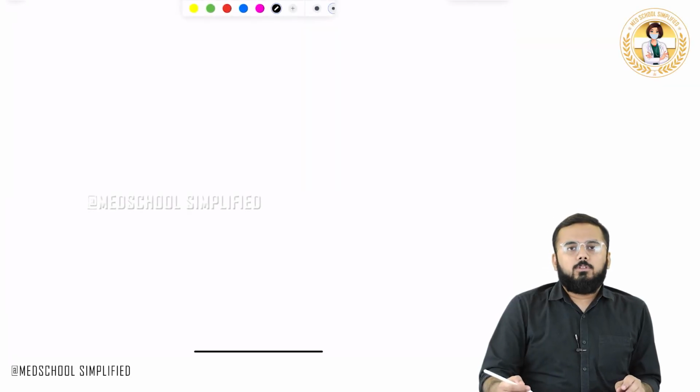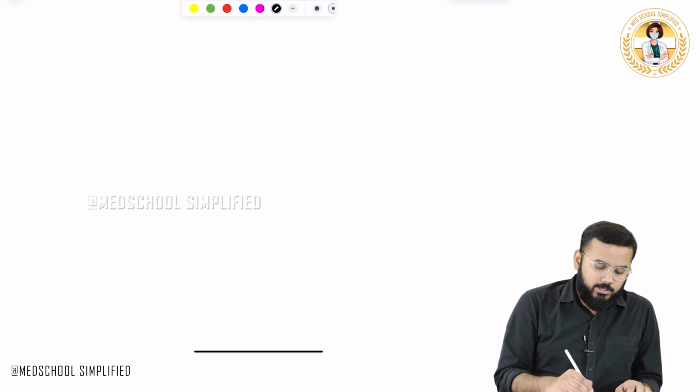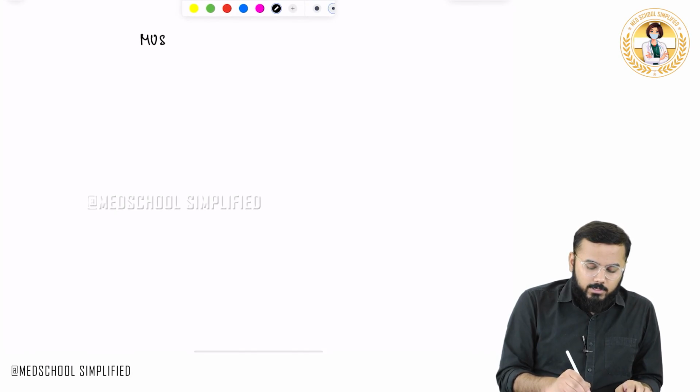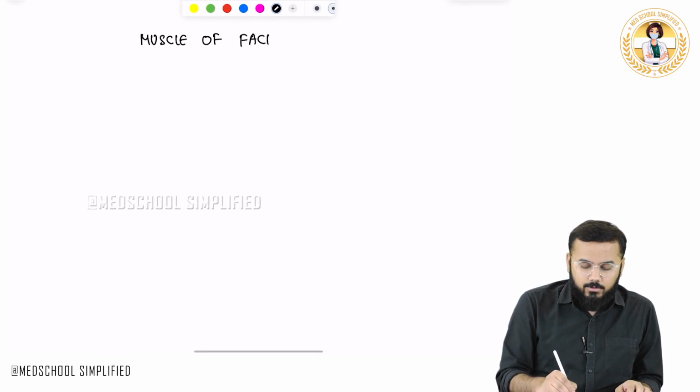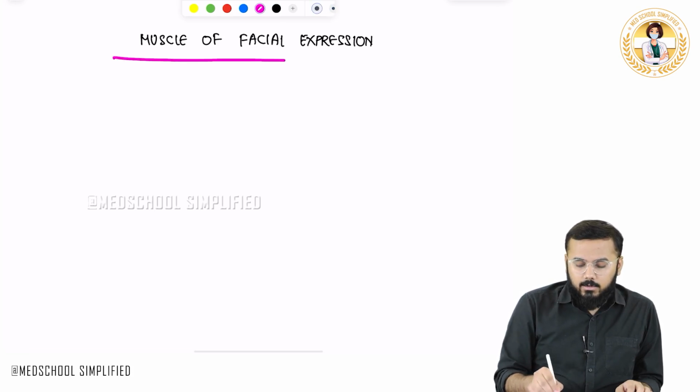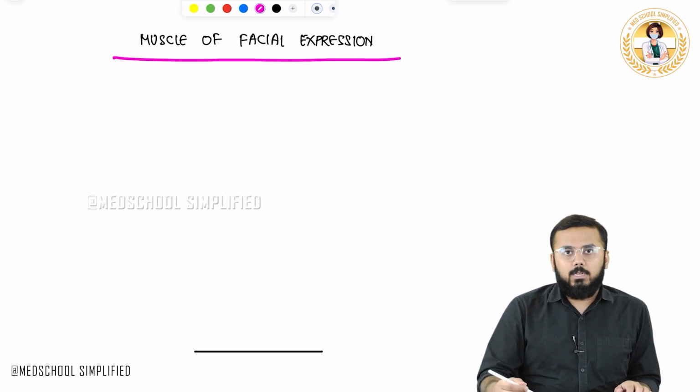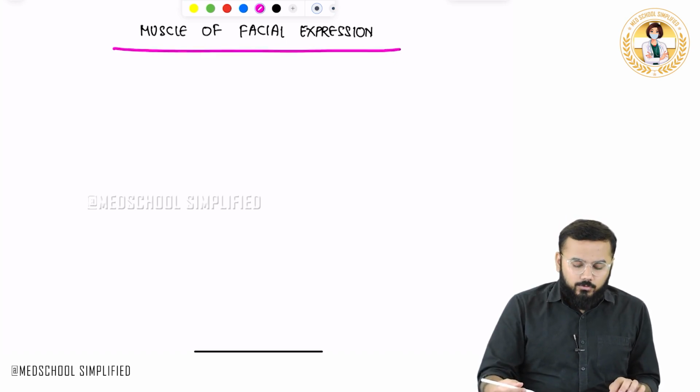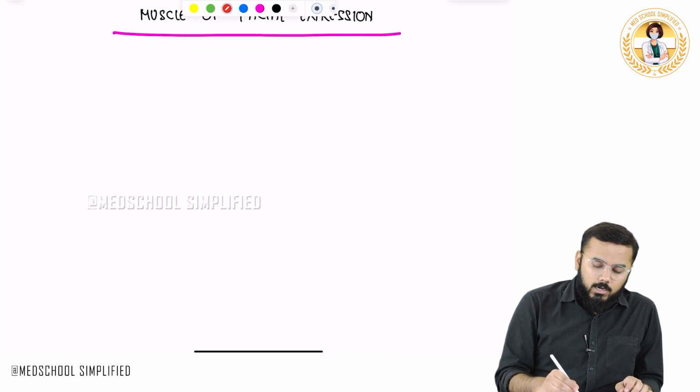Hello guys, so today we shall be discussing the muscles of facial expression. Our topic of discussion will be muscles of facial expression. There are many different muscles in the facial region, so we shall discuss one by one what these muscles are.